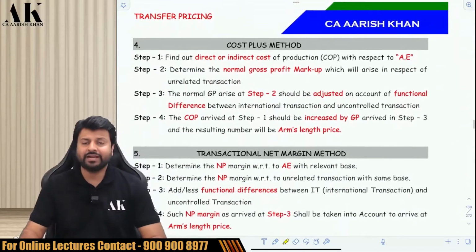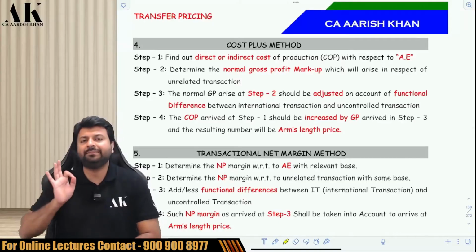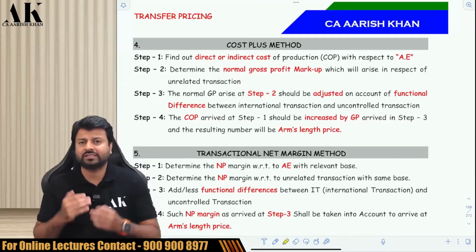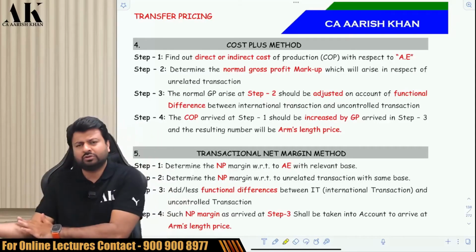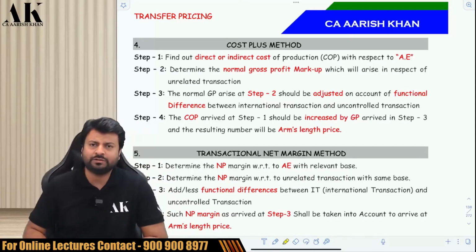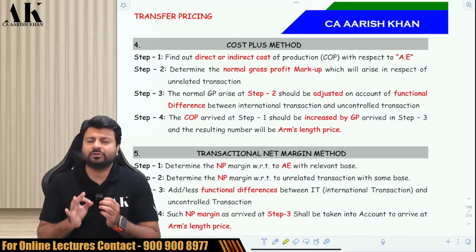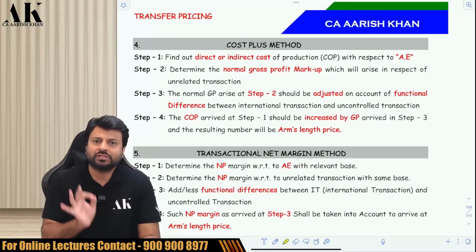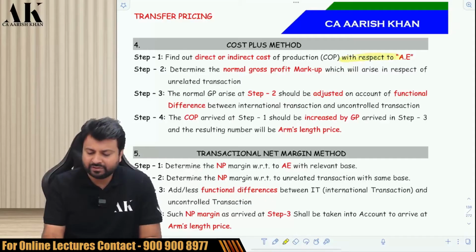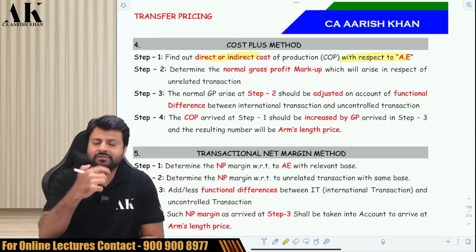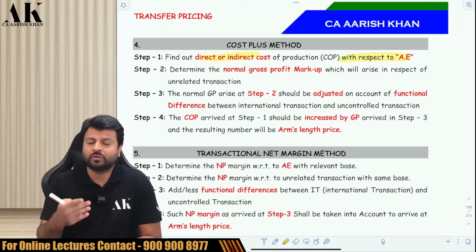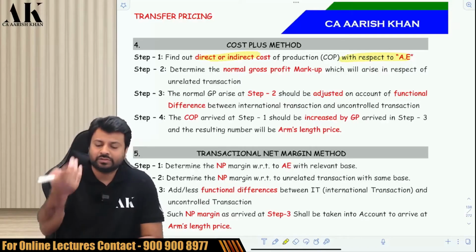Now the next one, the cost plus method. What happens in this method? Let me give you a background of this. Suppose I am selling some goods to my associate enterprise, and I am also selling some goods to my unassociated enterprise, that is a third party. First of all, I am supposed to find out the cost associated with my associate enterprise. That is my first step. When I am selling goods or providing services to my associate enterprise, what is the direct and indirect cost in respect of that? So that is my step 1.